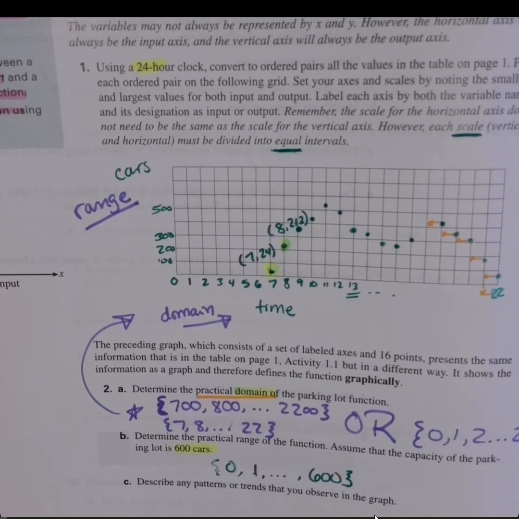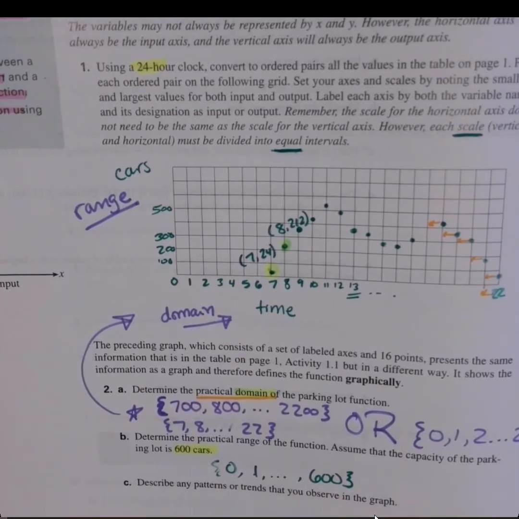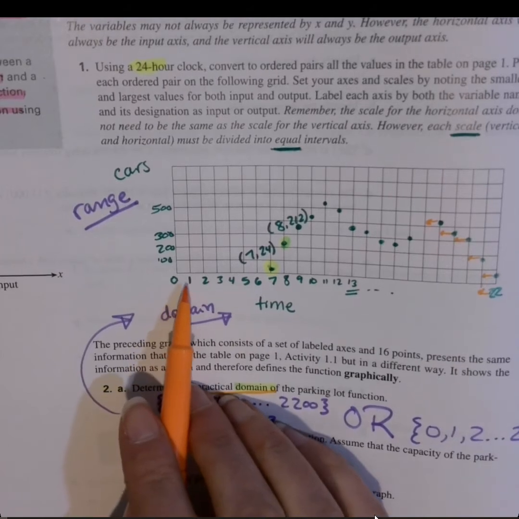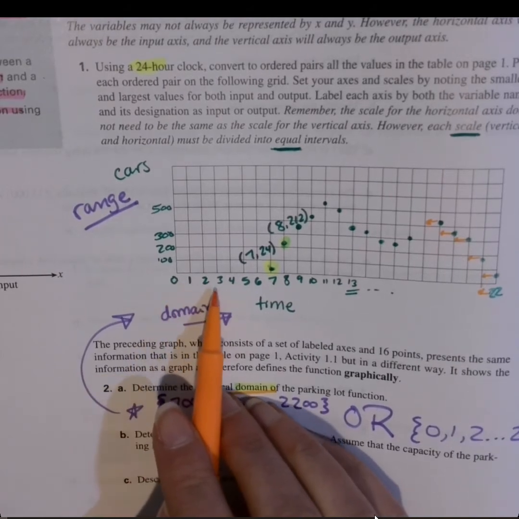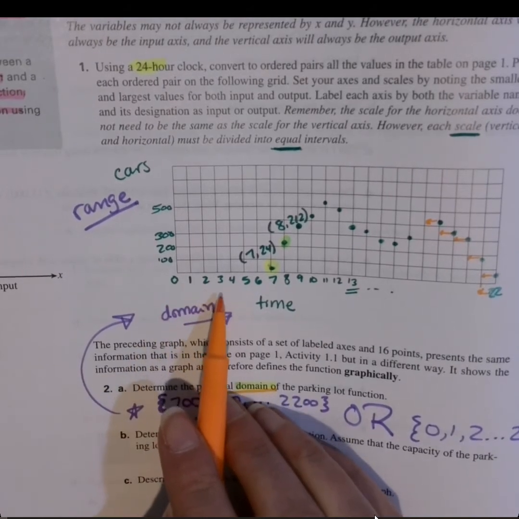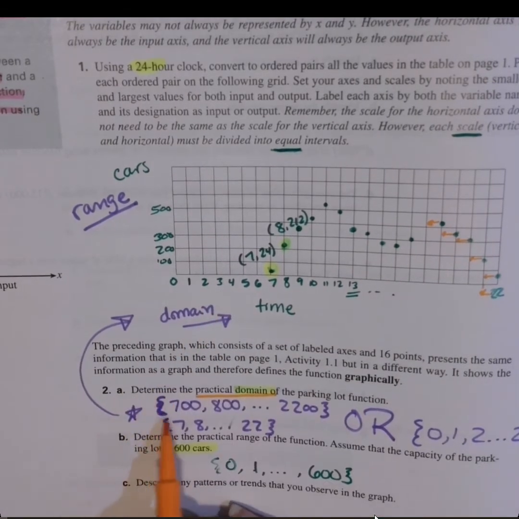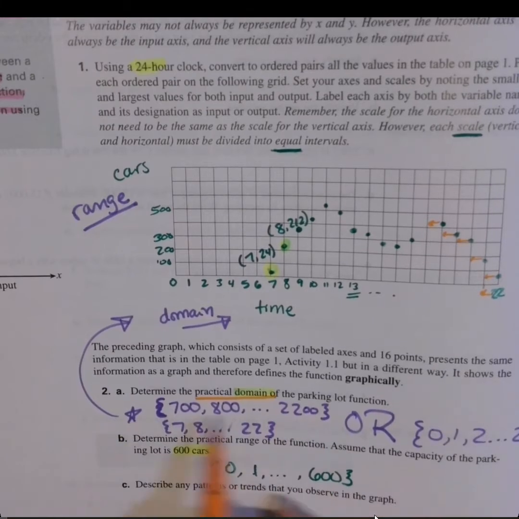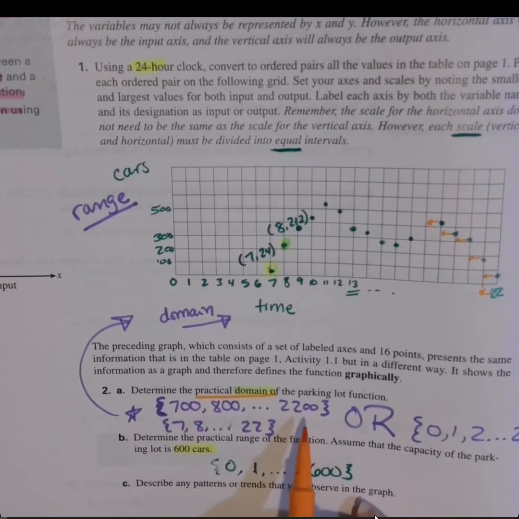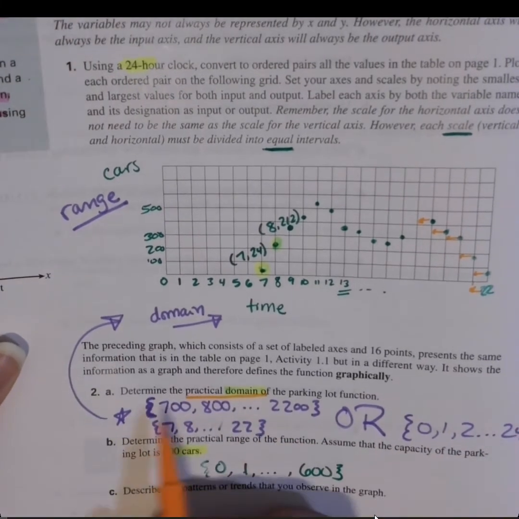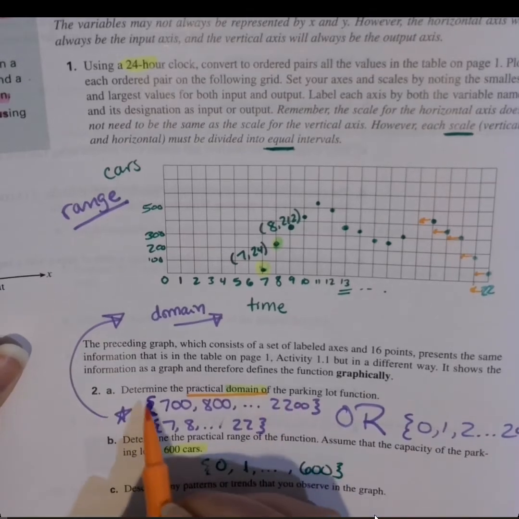past 24 because the day clock cycles around, but also there's no one really in the parking lot at 1 a.m. or 2 a.m. or 3 a.m. So the values that make sense in terms of this context are the values between 700 and 2200, or 7 a.m. and 10 p.m. So I would list these as the values in the practical domain.